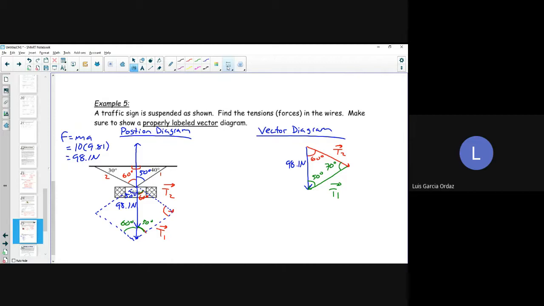Now what we can do is use our sine law. So who can tell me how to find the tension of the second wire? So the magnitude of T2 over sine 50 is equal to 98.1 divided by sine 70. I'm going to rearrange: the magnitude of the tension acting on wire 2 is equal to 98.1 times sine 50 divided by sine 70, which gives me a tension force of about 79.97 newtons.